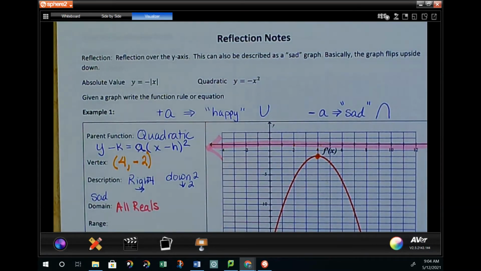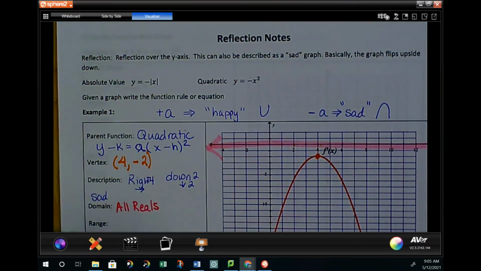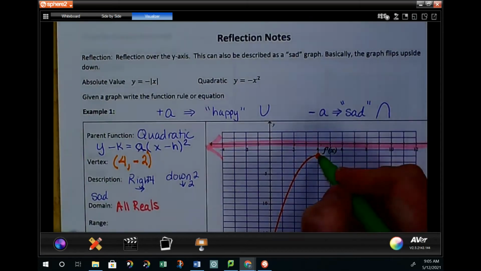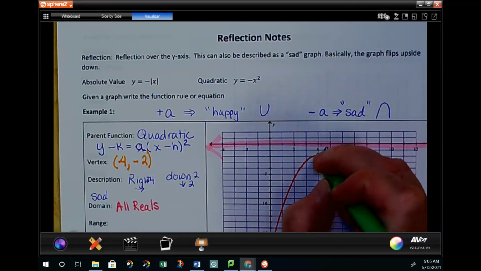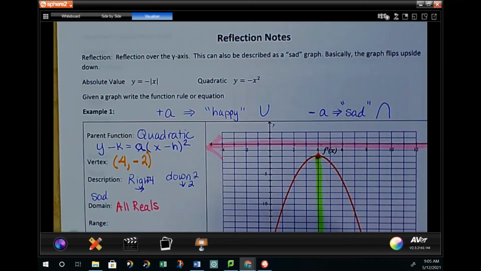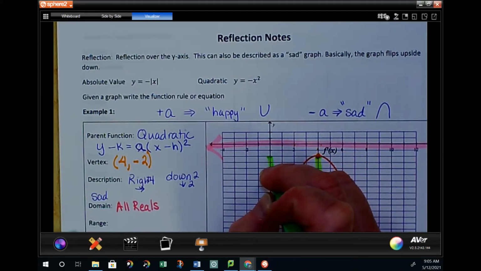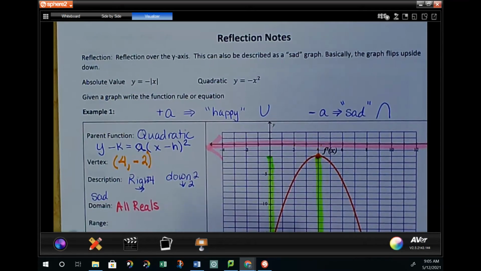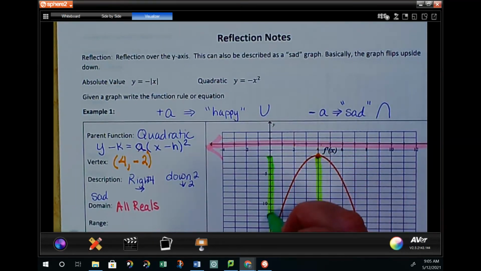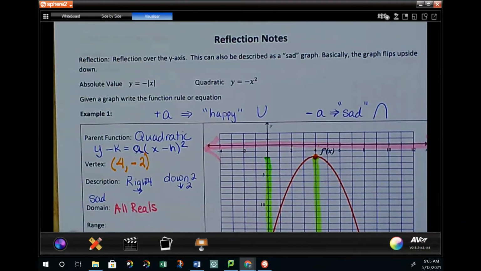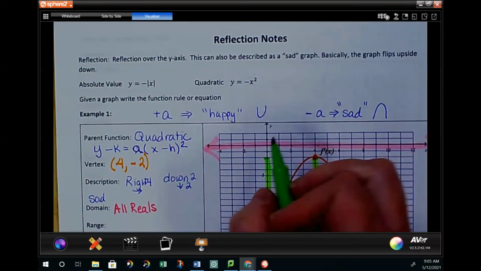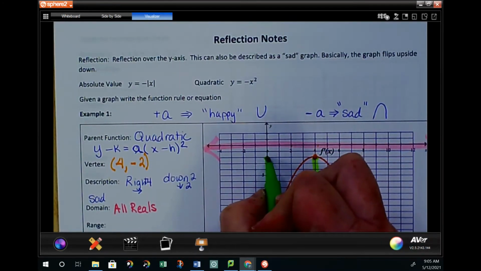Okay, the part that's going to change now is my range. This is the part that changes. Because if you look, instead of going up, it points down. So everything, I'm going to go below that point. I'm going to transfer this over on my y-axis. And now this keeps going on my y-axis. So that point right there, this point on my y-axis is 1, 2.